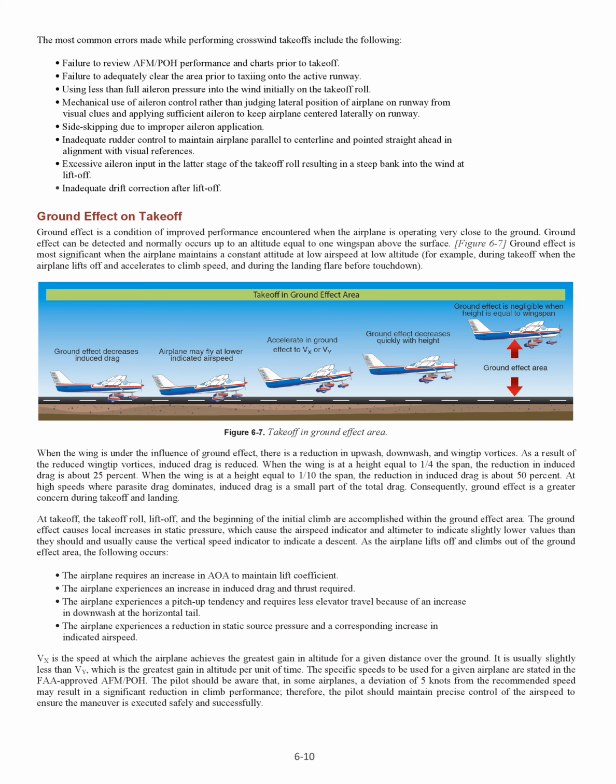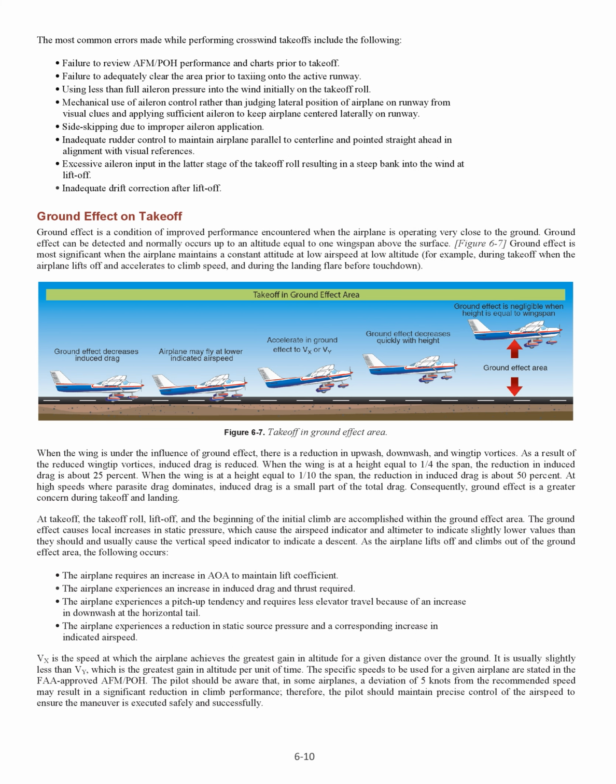The ground effect causes local increases in static pressure, which cause the airspeed indicator and altimeter to indicate slightly lower values than they should, and usually cause the vertical speed indicator to indicate a descent. As the airplane lifts off and climbs out of the ground effect area, the following occurs. The airplane requires an increase in AOA to maintain lift coefficient. The airplane experiences an increase in induced drag and thrust required. The airplane experiences a pitch-up tendency and requires less elevator travel because of an increase in downwash at the horizontal tail. The airplane experiences a reduction in static source pressure and a corresponding increase in indicated airspeed.